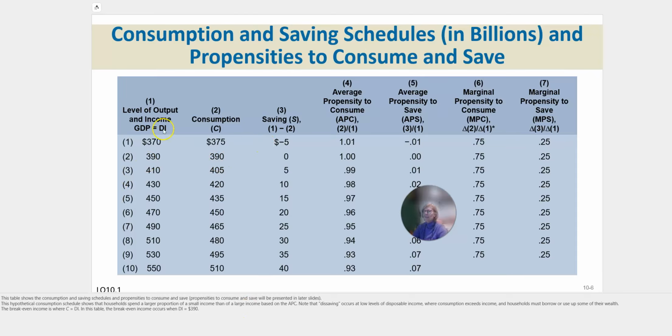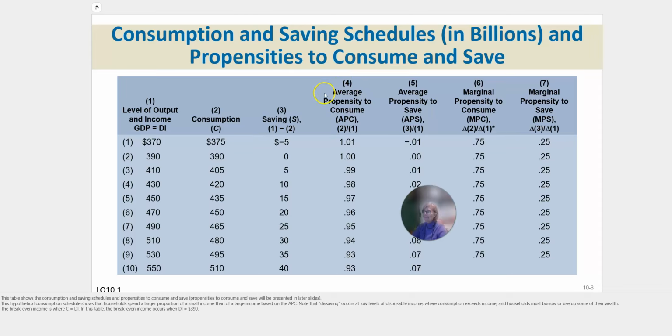So we have a GDP of $370 billion, of which we consume. GDP equals consumption plus savings, right? Consumption spending is $375 billion. Now, we only earned 370, so we dissaved. We spent more. We bought more goods and services than we produced, okay?